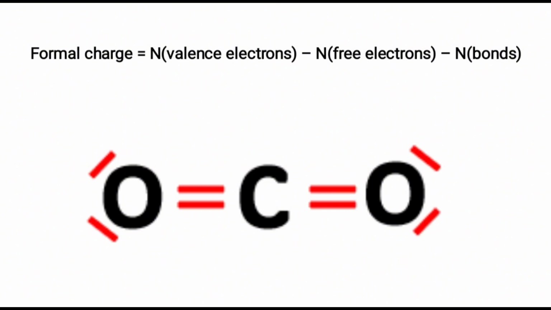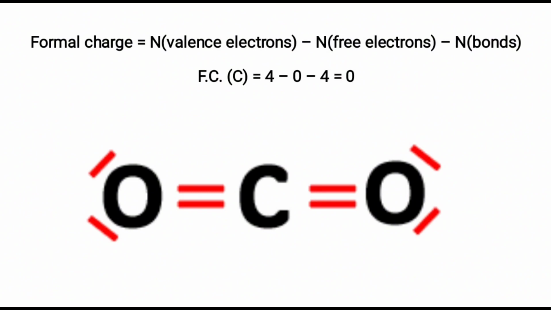If we are talking about carbon, the formal charge of carbon will be the number of valence electrons of carbon, which is 4, minus the number of free electrons that are around carbon, meaning not bonded electrons. We see there are no free electrons, so it's 0, minus the number of bonds, which is 4. So using this formula we get formal charge for carbon 0. Great.